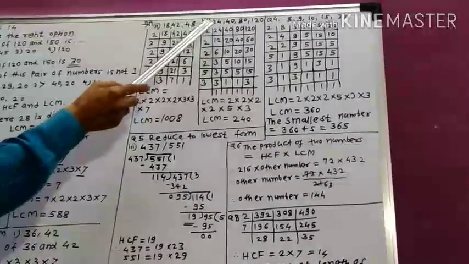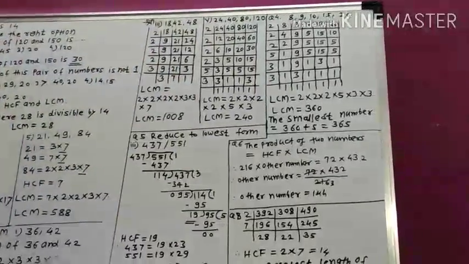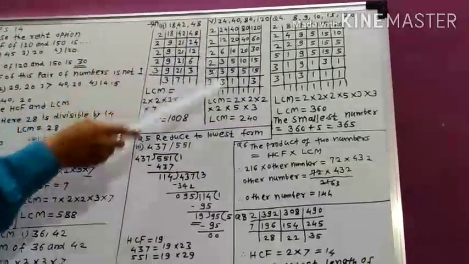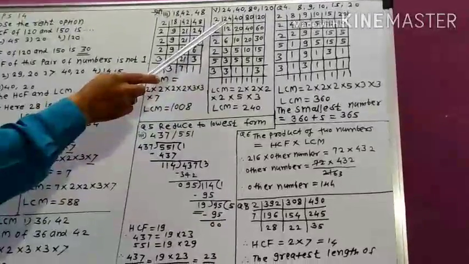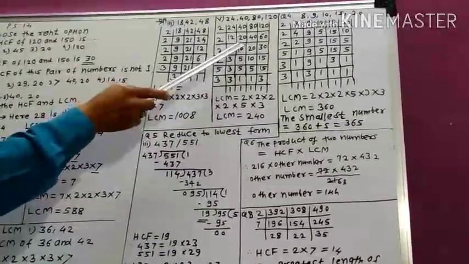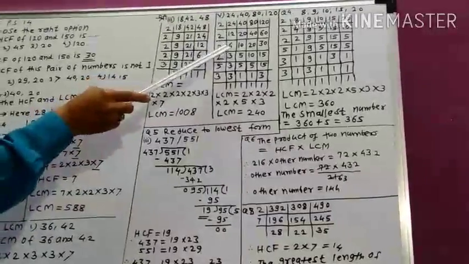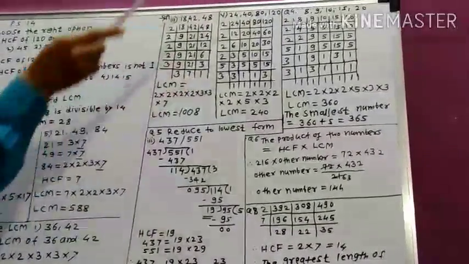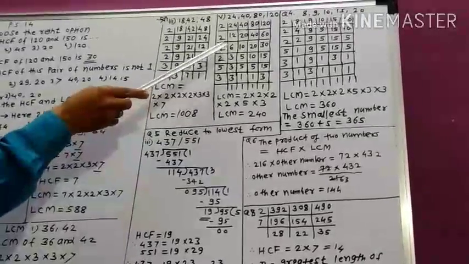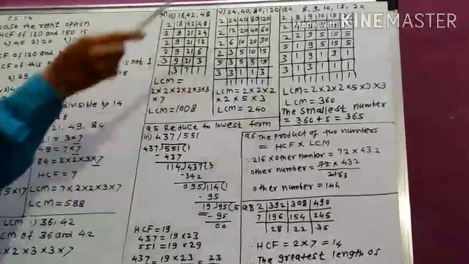Then fifth example, 24, 40, 80. Here also write down in this way. All these three numbers are divisible by 2. We get quotient 12, 20, 40. Again it is divisible by 2. We get quotient 6, 10, 20. Then again it is divisible by 2. We get quotient 3, 5, 10.